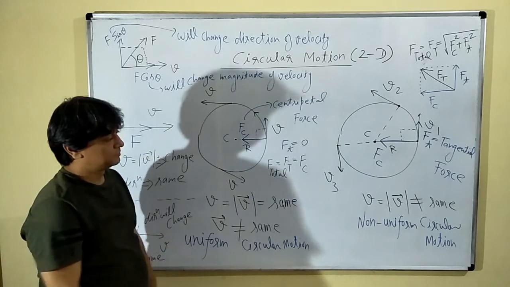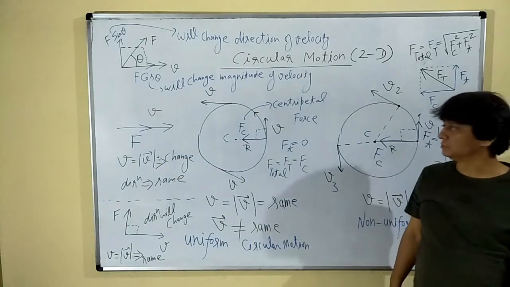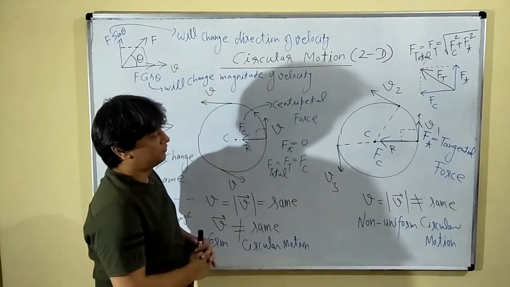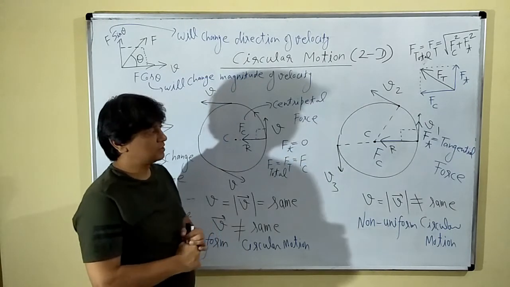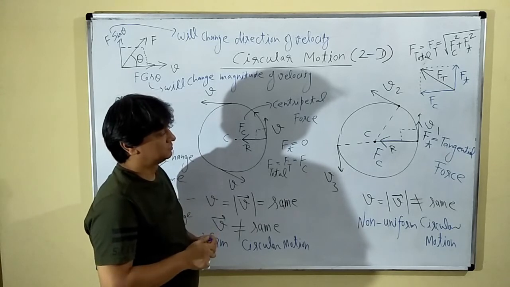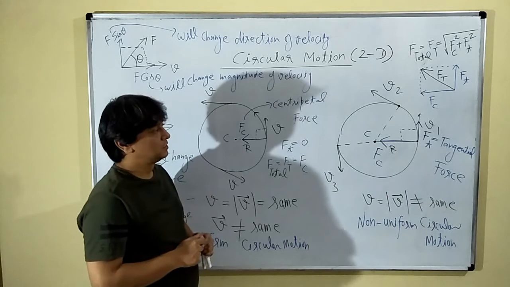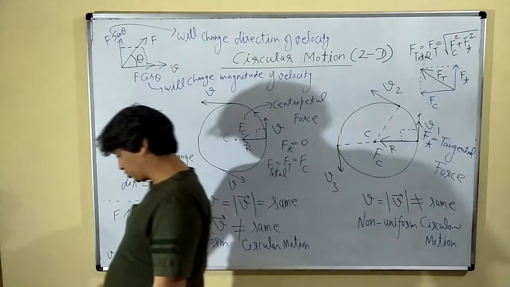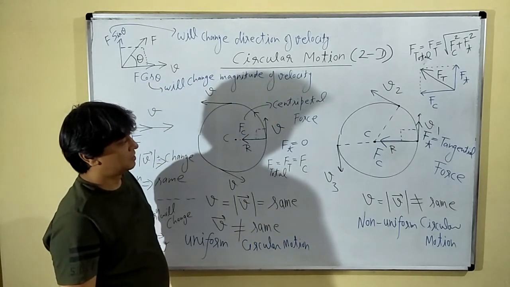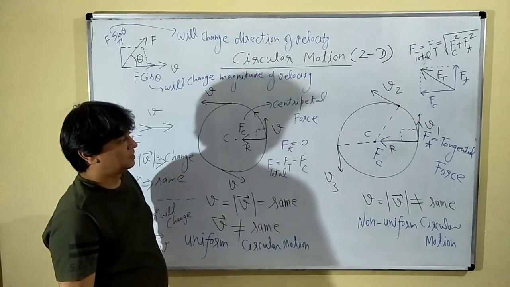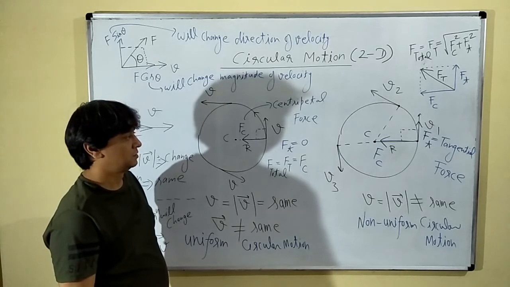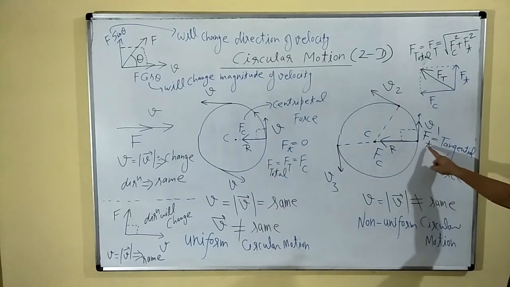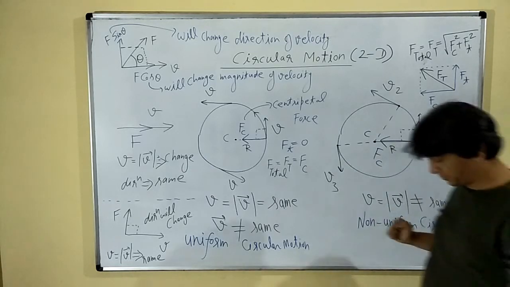Now write down for the next line. In non-uniform circular motion, as magnitude of velocity continuously changes, a force is present in the direction of velocity, that is, tangential force is always present.